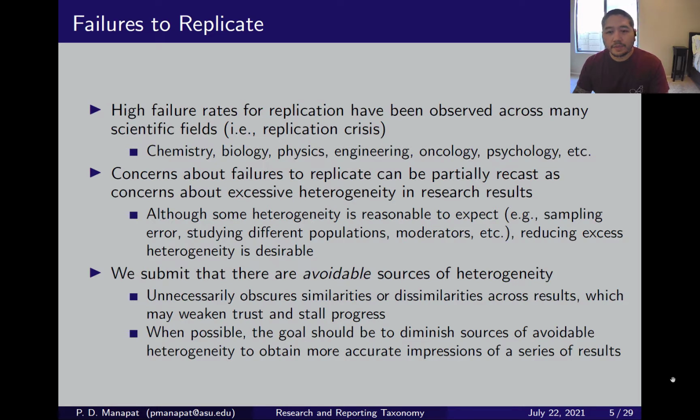So although some heterogeneity is reasonable to expect, for example, there's sampling error, differences due to studying different populations, and a lot of work recently has been done on moderators, some hidden and some not hidden. Reducing excess heterogeneity is desirable. So we submit that there are avoidable sources of heterogeneity, and these sources unnecessarily obscure similarities or dissimilarities across results, which will weaken trust and stall progress. So when possible, the goal should be to diminish these sources of avoidable heterogeneity to obtain a more accurate impression across a series of results.